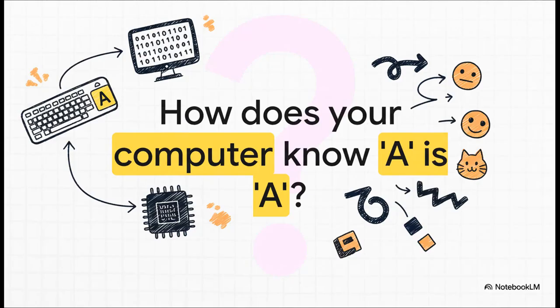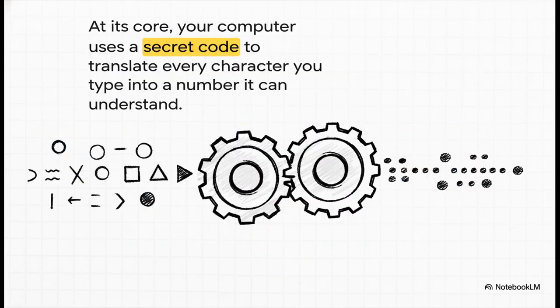Have you ever really stopped to think about this? You hit the A key on your keyboard, and somehow this machine, which, by the way, only understands numbers, knows you mean the first letter of the alphabet. How does it know you're not trying to type a cat emoji or something? Well, it's all because your computer is using a secret code. Yep, deep down, it's basically a code-breaking machine. Think of it like a universal decoder ring that translates every single thing you type into a number it can actually process. And you know what? Today, we're going to crack that code together.